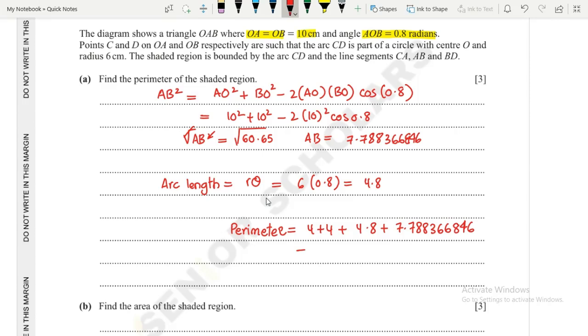7.7883668846. So the answer we will get is, let me just calculate this, 8 plus 4.8 plus 7.7883668846. Answer will be 20.58. So you can simply write it to 20.6 centimeter. This will be the correct answer, okay?